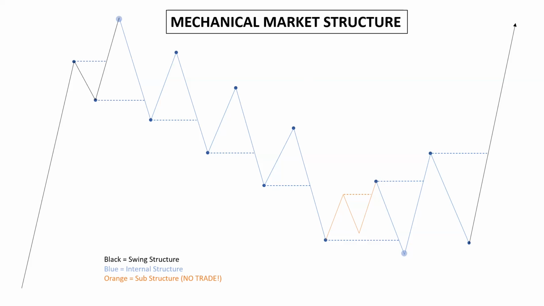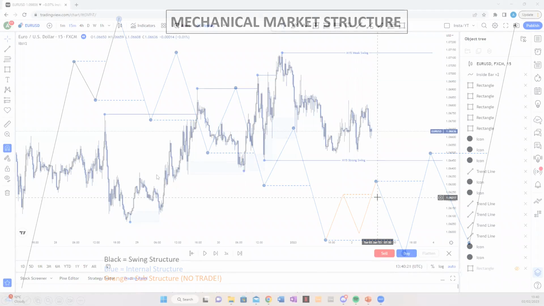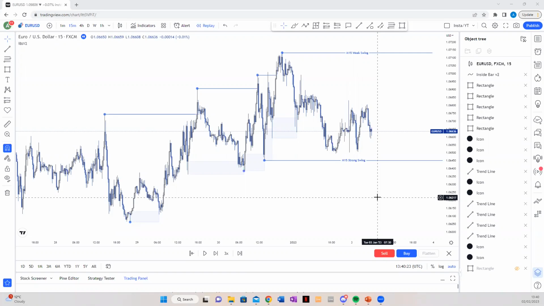And I'm just going to show you a live example now of how you can play this sort of internal structure within these swing structure moves. So guys, I've just pulled up a chart on EU, and I'm just going to run you through an example of how you can use swing structure and internal structure together to form some really nice trade ideas.